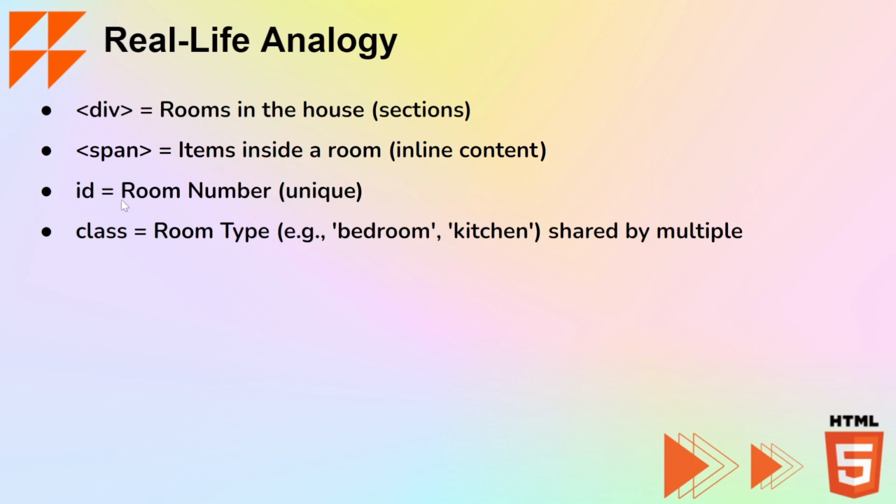Whereas ID is what? ID is your room number, which is unique, right? So ID is also unique in nature. Then what are classes? Classes, you can say classes is your room type. Example, your bedroom or kitchen. You can have multiple bedrooms, right, in your house. So basically using class you can style multiple elements which will be shared by multiple. Okay, class will be shared by multiple.